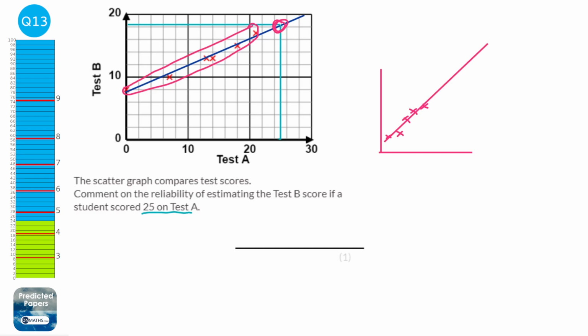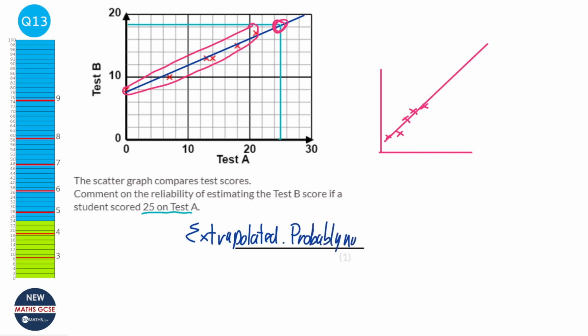So we call this extrapolation. So we say that the data has been extrapolated, and what that means is it is probably not accurate. So when you have a prediction outside the range of the data, we say it's probably not accurate. If it was inside the data, we would say it's interpolated, and that's actually quite accurate.